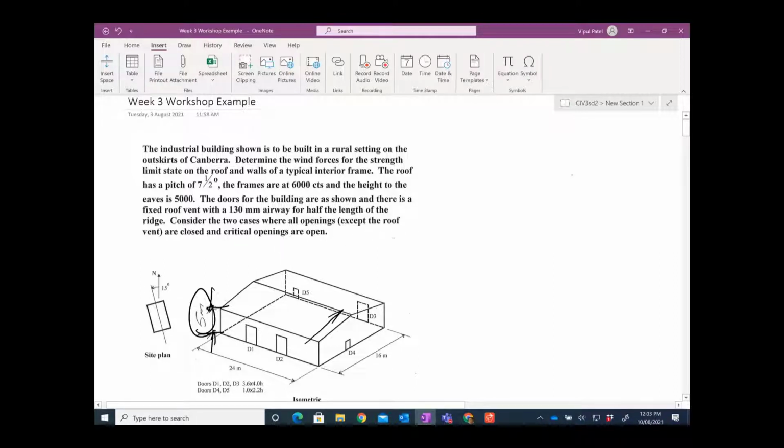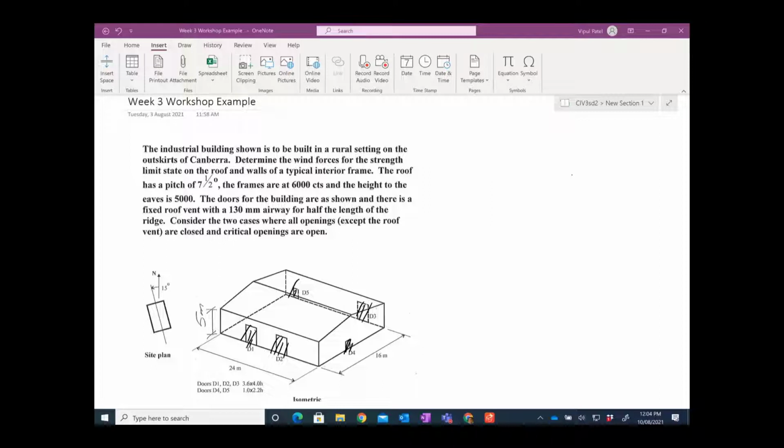and consider two cases where all openings except the roof vent are closed. So we need to consider two cases. Case number 1, everything is closed, meaning this door is fully closed, this one closed, this one closed, and see what the effect is, because look, the opening and closing of the doors only affects the internal pressures, right? It will not affect the external pressures. The external pressure does not depend on opening and closing. The internal pressures, the building will inflate or deflate, positive pressure or negative pressure. So you can say pressure or suction internally, depending on which side the doors and windows are open.